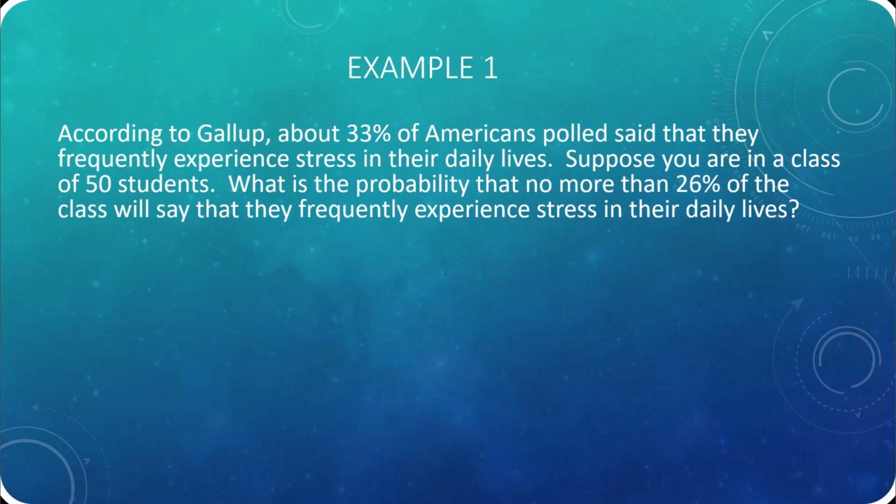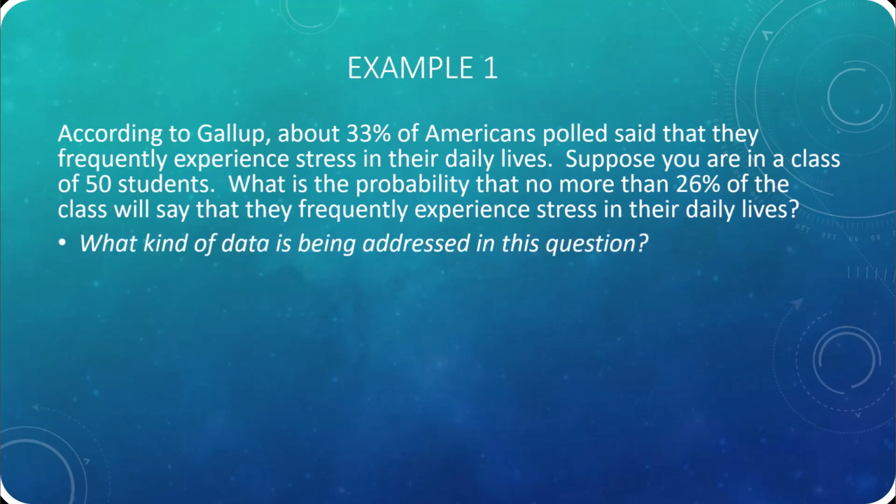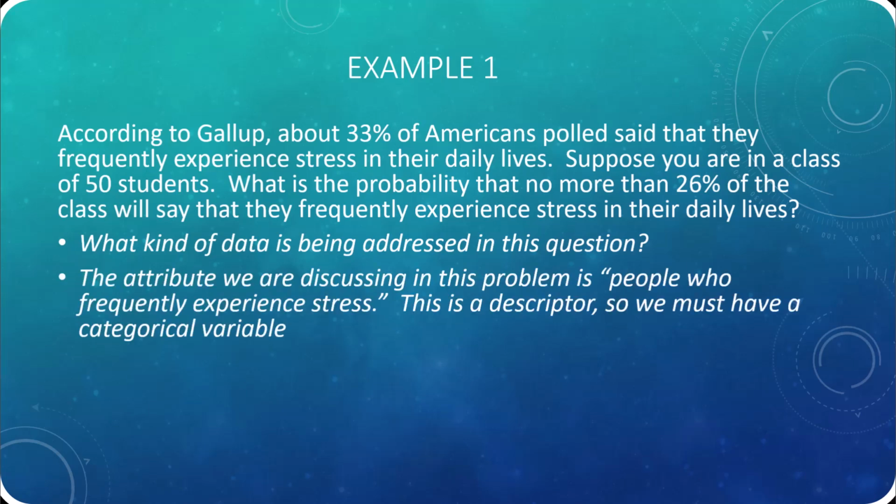According to Gallup, about 33% of Americans polled said that they frequently experience stress in their daily lives. Suppose you are in a class of 50 students. What is the probability that no more than 26% of the class will say they frequently experience stress in their daily lives? First of all, what kind of data is being addressed in this question? The attribute we are discussing in this problem is people who frequently experience stress. This is a descriptor, so we must have a categorical variable.